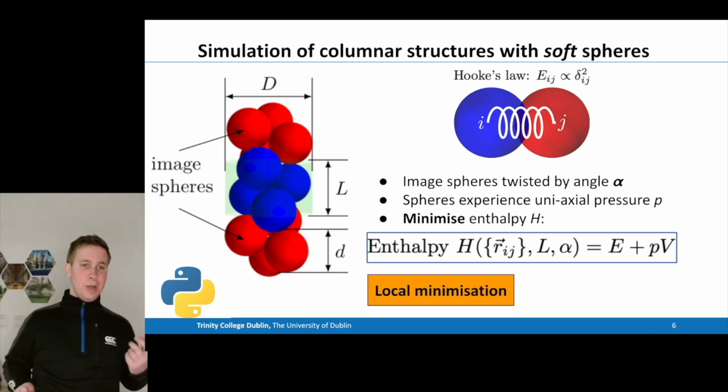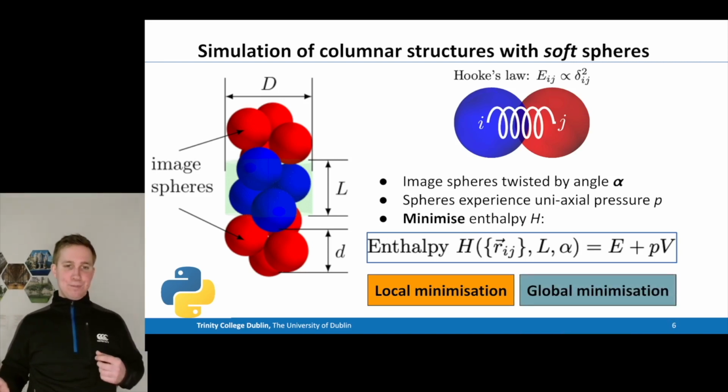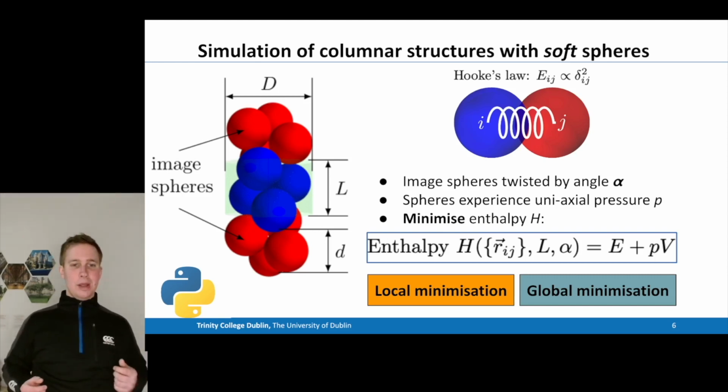We can do this in two ways. The first one is we can look for local minimization. So here methods like gradient descent or conjugate gradient are used. This is mainly interesting for simulating quasi-static simulations and studying structural transitions. We are, however, more interested in using global minimization techniques, such as simulated annealing or basin hopping. And we do this to map out a phase diagram of stable structures.